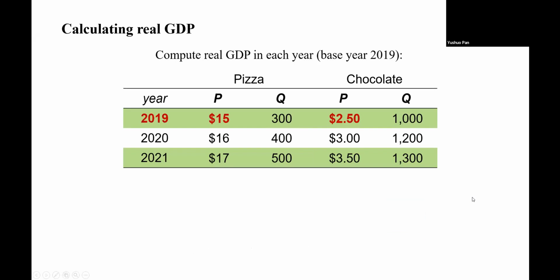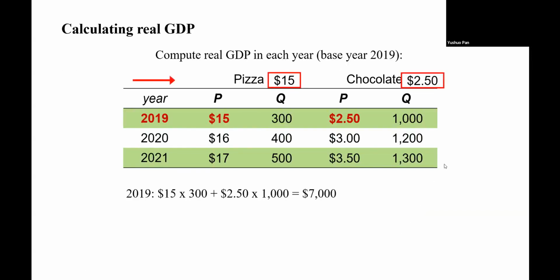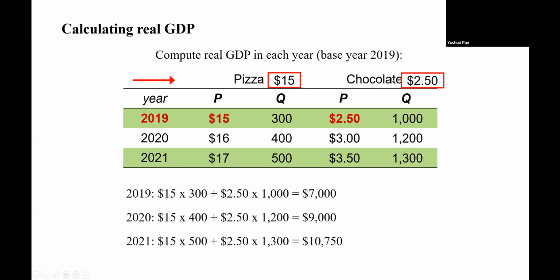Next part, try to calculate the real GDP and use the base year of 2019. What would the result be? The formula should be the same, but use different prices, right? Because here you are going to calculate the real GDP. So if we want to calculate the real GDP, first of all, we need to figure out what year is the base year. That's really important here. So this question asks you 2019.